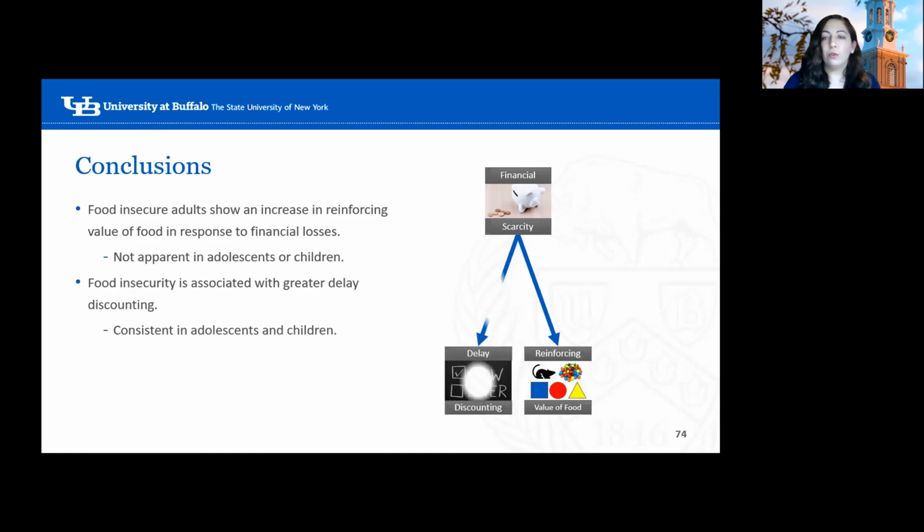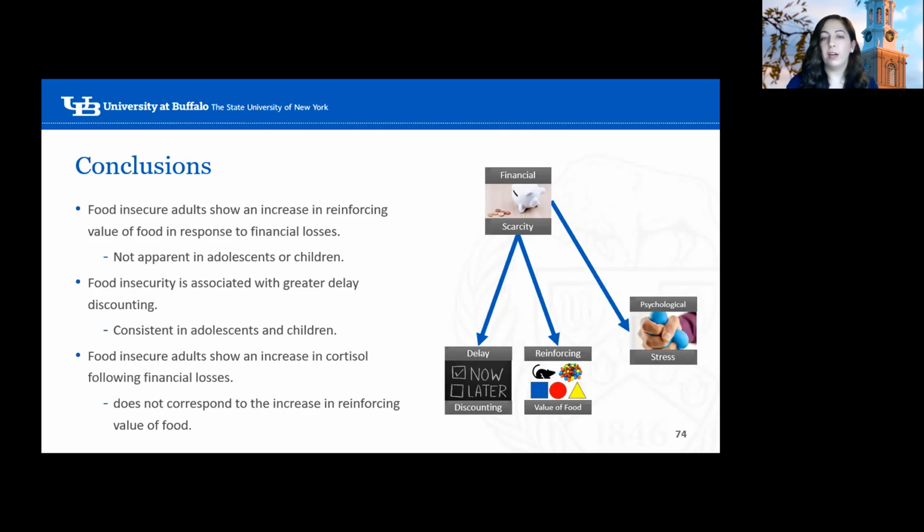Food insecurity was associated with greater delay discounting, and this spanned all age groups. I suspect that the effect of food insecurity was so strong that the small financial gains and losses in our manipulation just didn't have much of an effect on it. Food insecure parents had an increase in cortisol following financial losses, but this did not correspond to a greater increase in reinforcing value of food. And this may have been because of a lack of power, since we did have fewer people with cortisol data. However, as the evidence stands, it may simply be that these two responses occur side by side, but do not influence one another.